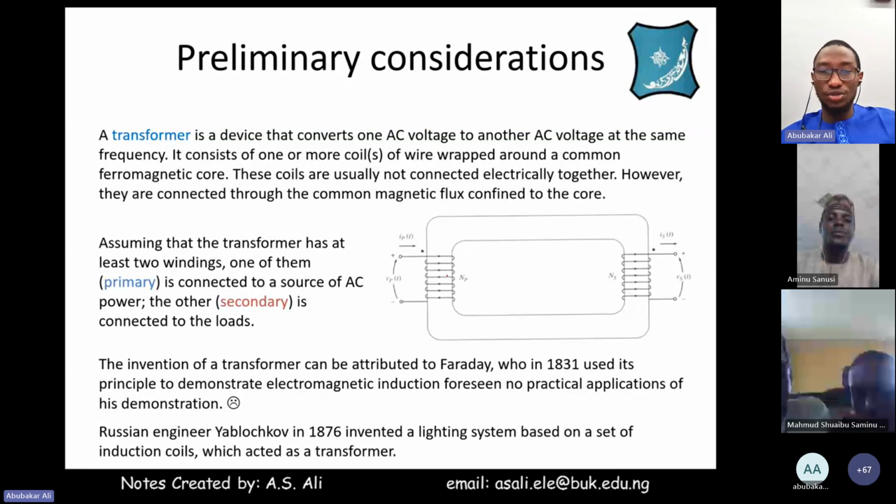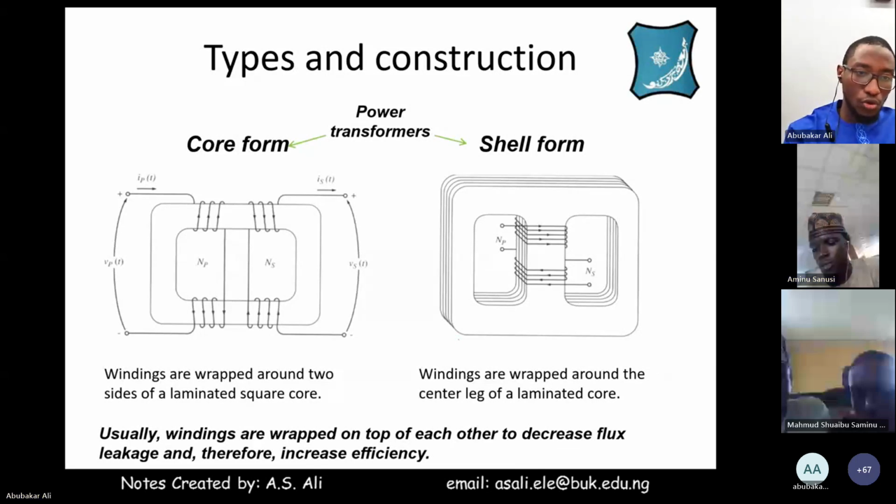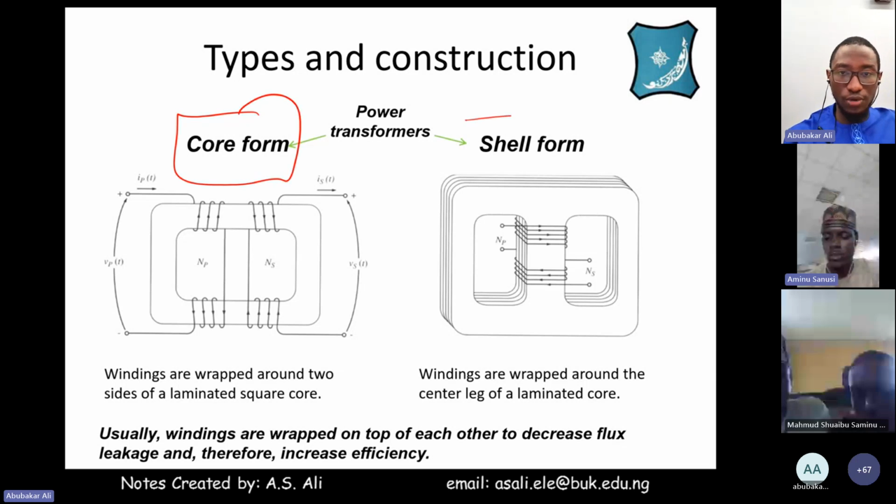Okay, so a transformer has two windings, okay? You will have what we call the primary winding, and you will have what we call the secondary winding. When you want to construct a transformer, normally you have two types of constructions you can use. We have the core form, and there is also the shell form.